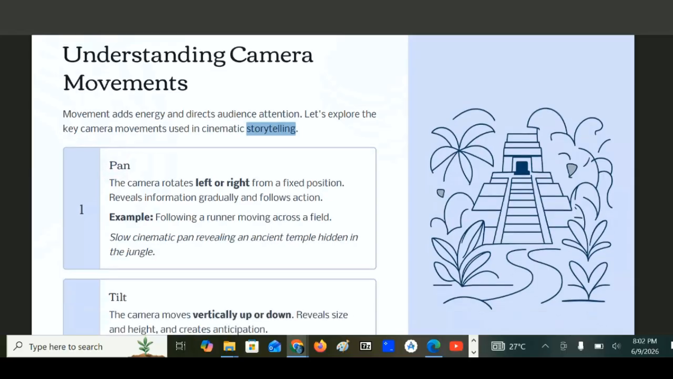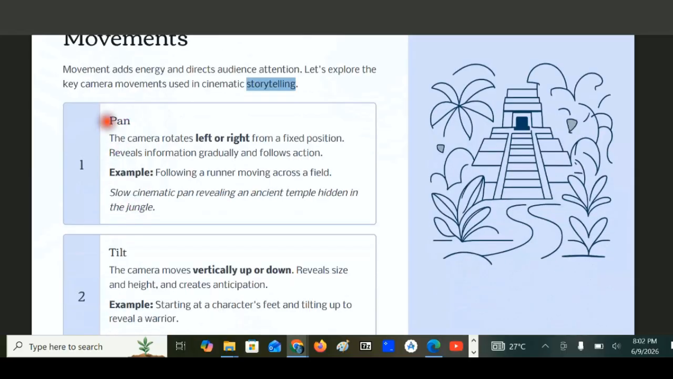Number one, pan. That is a camera movement. The camera rotates left or right from a fixed position, reveals information gradually, and follows an action. Example, following a tractor moving across a field. So let's prompt this: slow cinematic pan revealing an ancient temple hidden in a jungle. So we're going to prompt it, that is pan.